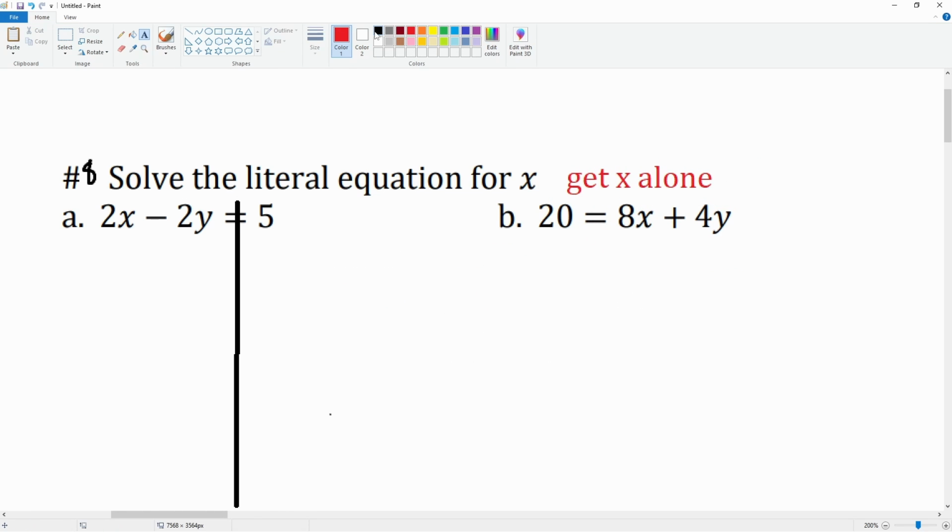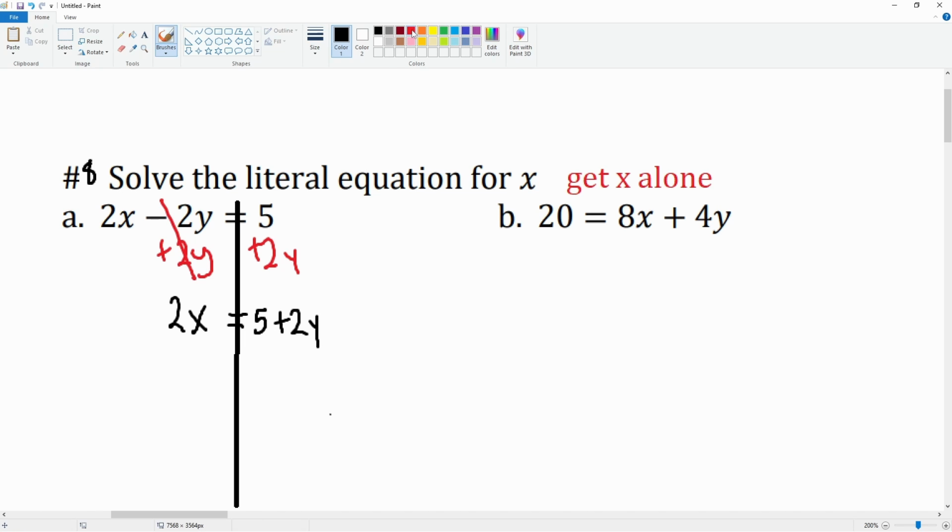For a, we have 2x minus 2y equals 5. What should we do? How about we get rid of that negative 2y first? To get rid of the negative 2y, how about we add 2y to both sides? This allows negative 2y plus 2y to cancel out, leaving just a 2x on the left hand side. You know you're doing a better job because there's less stuff next to the x. So x is getting more alone. On the right hand side you have 5 plus 2y.